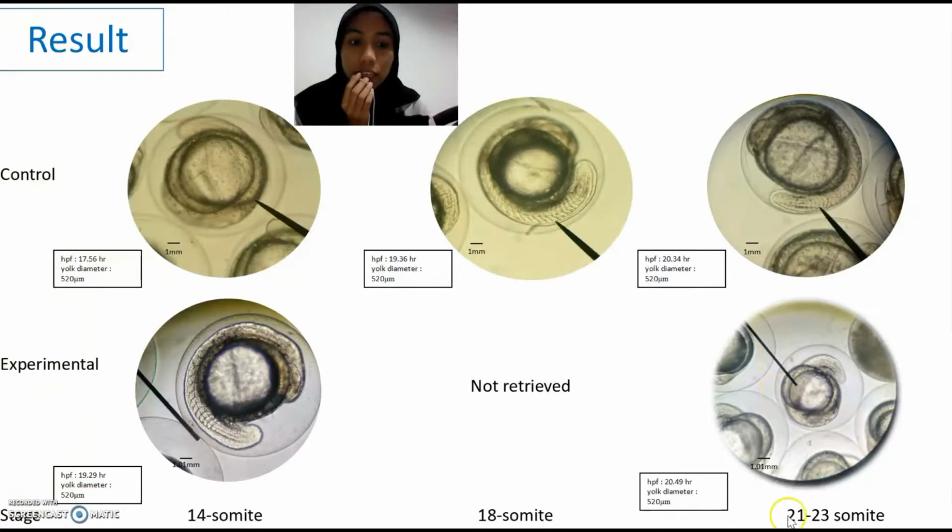During 21 till 23 somites, the tail is well extended, the brain neuromeres are more prominent, and there might be a slight muscular twitch.